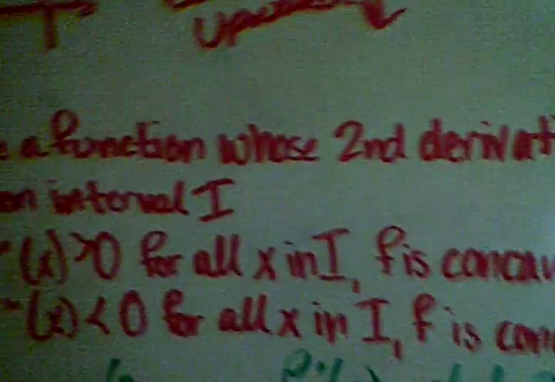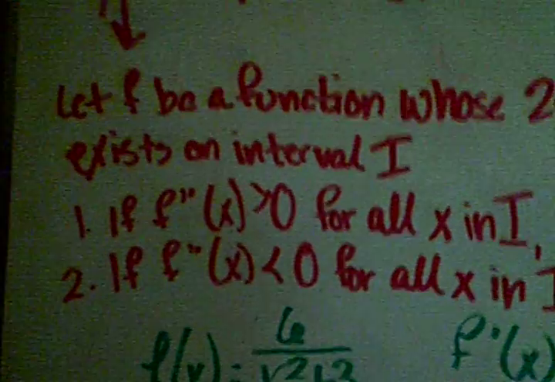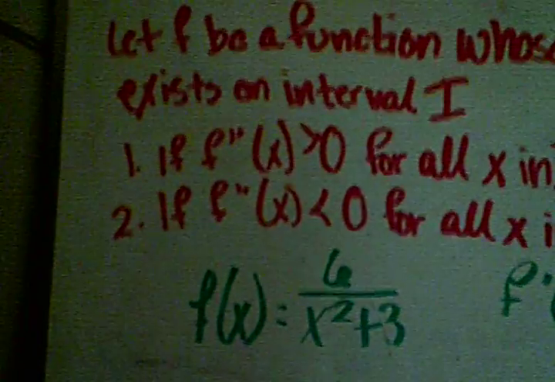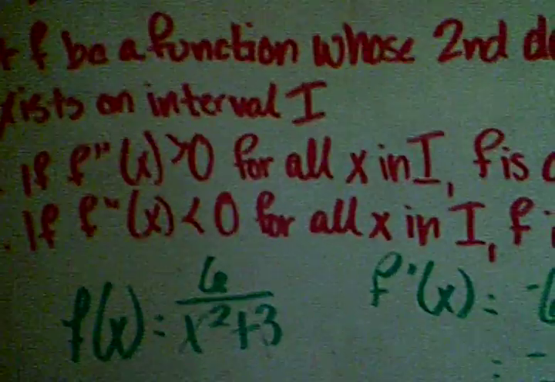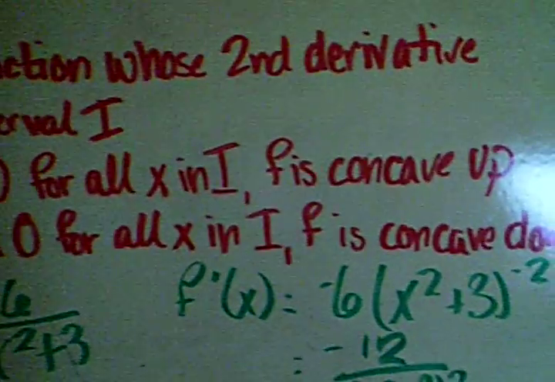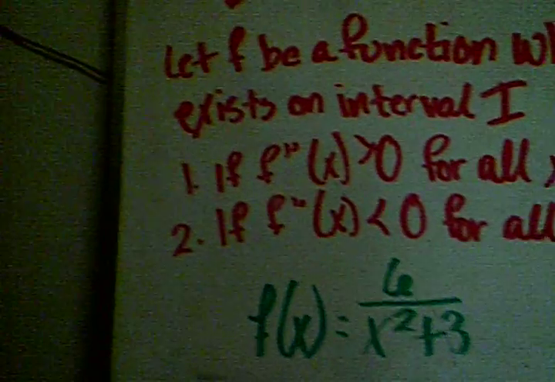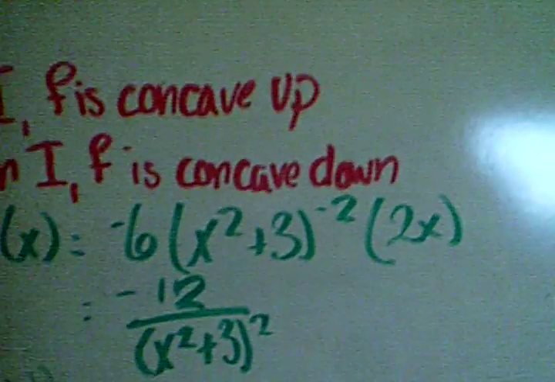Okay. So in this, let f be a function whose second derivative, remember, second derivative, so you have to take the derivative twice, exists on interval I. So, if the second derivative is greater than 0 for all the x values in I, it's concave up. If the second derivative of x is less than 0 for all x values in I, f is concave down. Down, down, down.